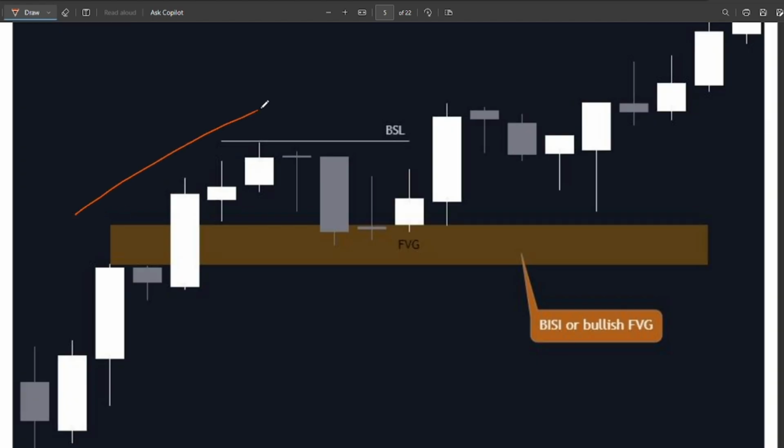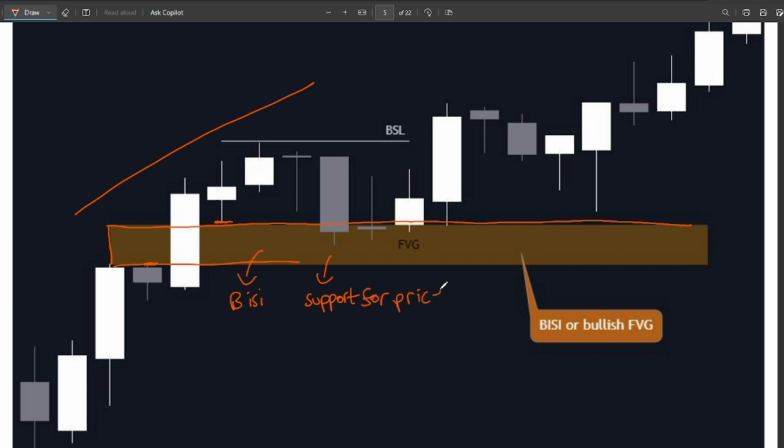Here you can see we are in an uptrend on the higher time frame and we mark the high of the first candle and the low of the third candle. The gap between them, which is marked with the orange block, is known as BISI or bullish fair value gap. And this will act as a support for price moving forward. Okay, it is clear. In normal circumstances, BISI or bullish fair value gap will act as support for price.